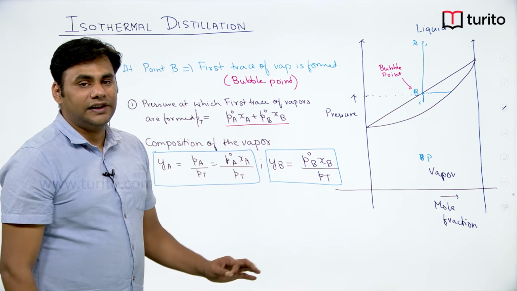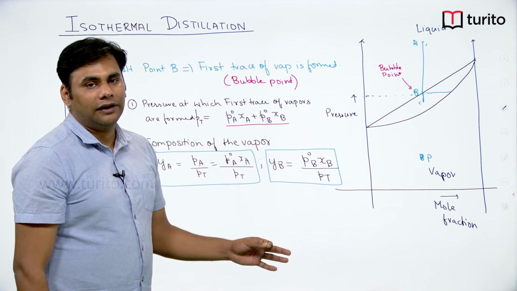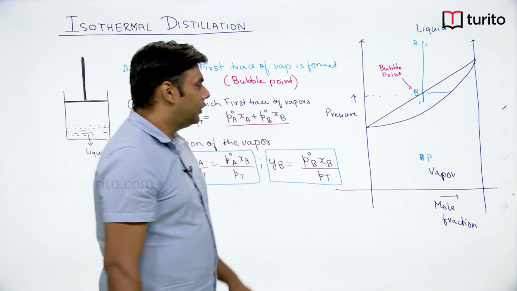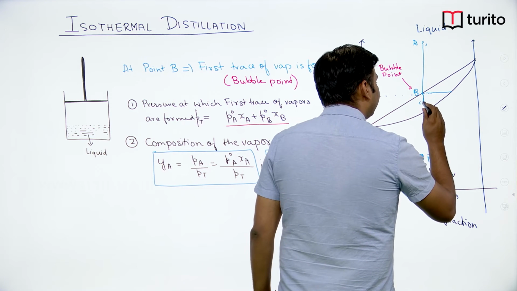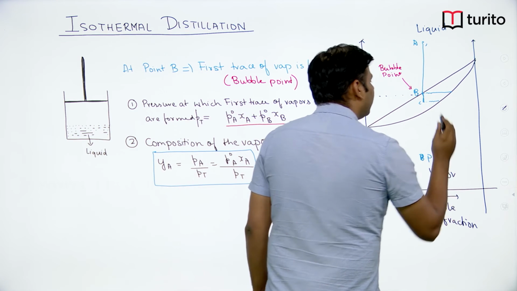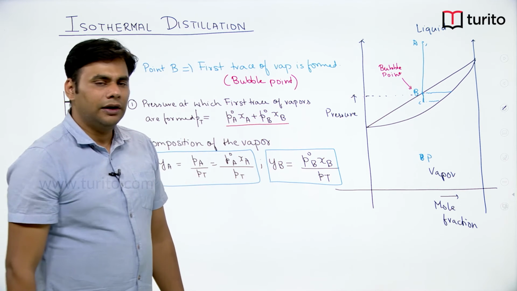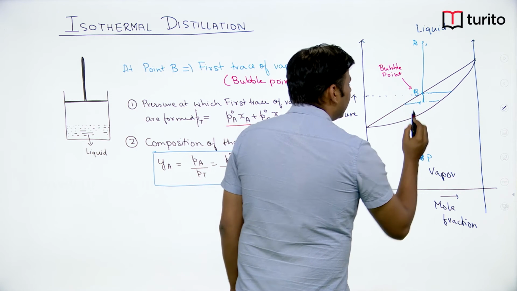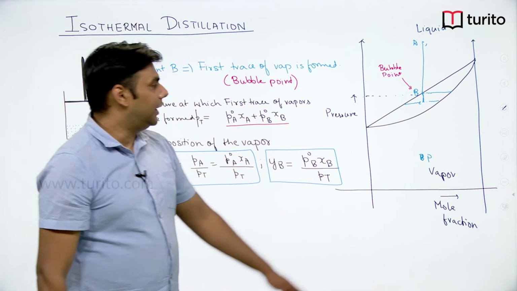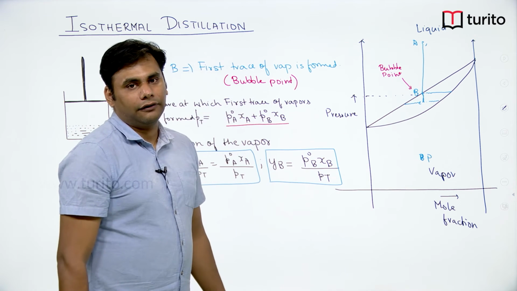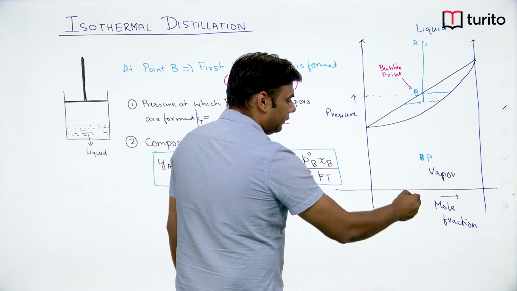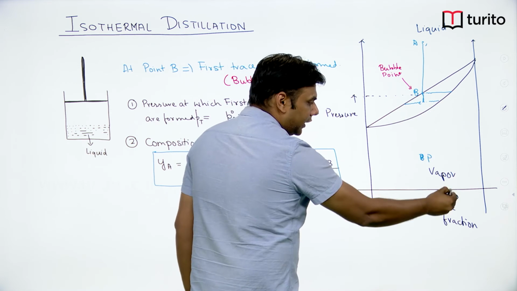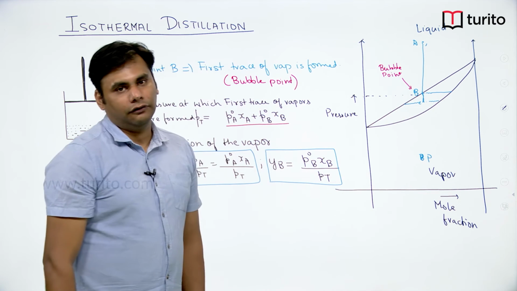Now this C will have both liquid and vapor, because we have entered into a liquid-vapor equilibrium zone. So the composition of the vapor could be found by dropping a perpendicular on the vapor curve, and if we want to find the composition of the liquid, we will drop a perpendicular on the liquid graph. If you go over here, we'll get the total composition of the liquid. If you go over here, we'll get the total composition of the vapor.